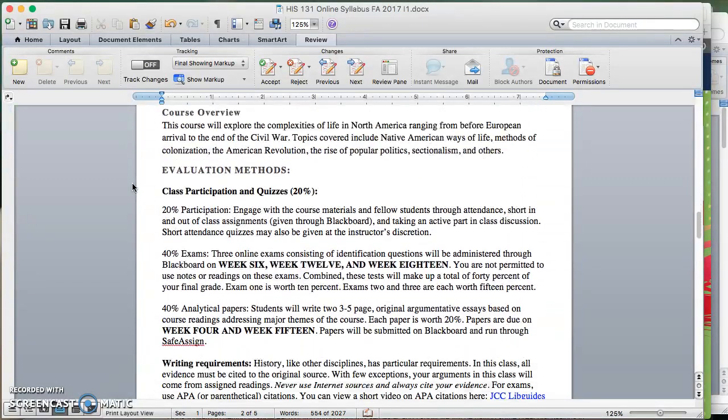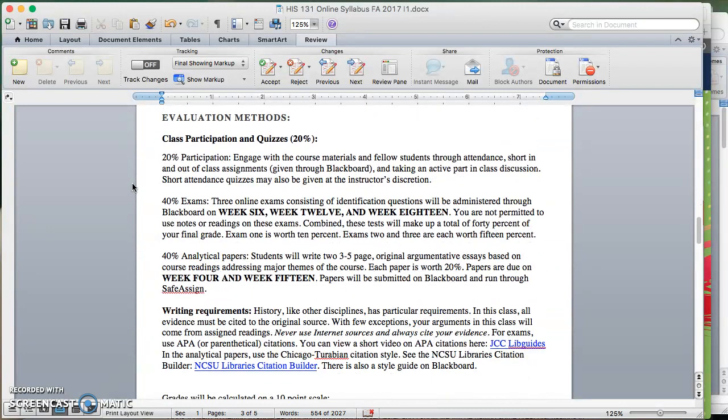Let's see here. What else do we need? Evaluation methods. Important stuff you need to know. 20% of the class is going to be participation. This includes discussion boards, maybe some short attendance quizzes, but probably not because we are changing gears on attendance policy, which I'll go over in a minute. But definitely the discussion board.